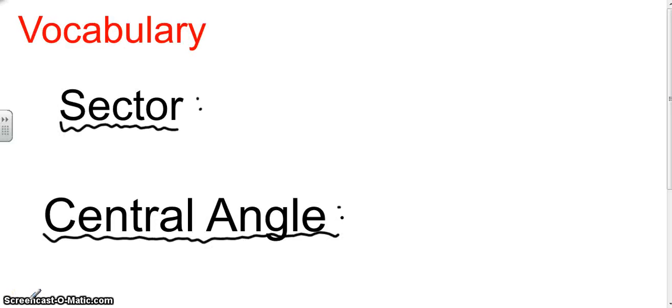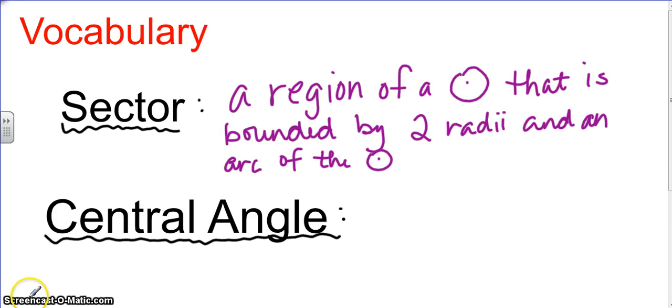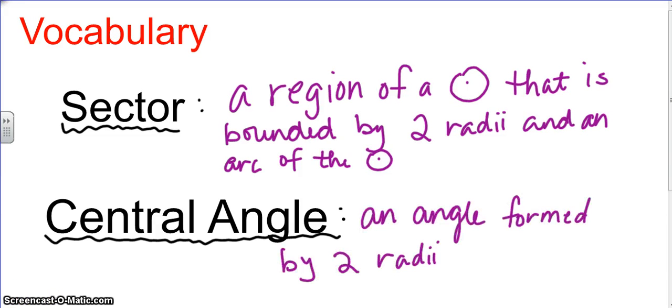And you need to be familiar with a couple more vocabulary words. A sector is a region of a circle that is bounded by 2 radii and an arc of a circle. And a central angle is an angle formed by two radii.